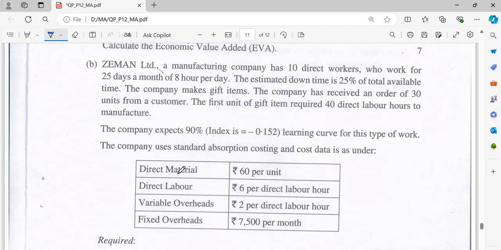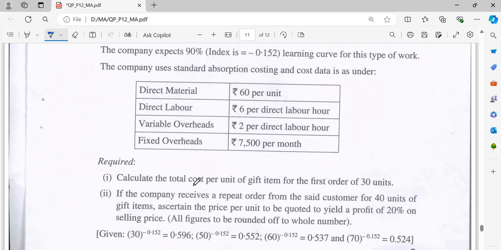Here they have given direct material 60 rupees, labor 6 rupees per direct labor hour, variable overheads 2 rupees per direct labor hour, fixed overhead 7,500. We need to calculate the total cost per unit of gift item for the first order of 30 units. Then, if we get a repeat order from the same customer for 40 units of gift items, ascertain the price per unit to be quoted, with a profit margin of 20%. So we have been given these values as well.